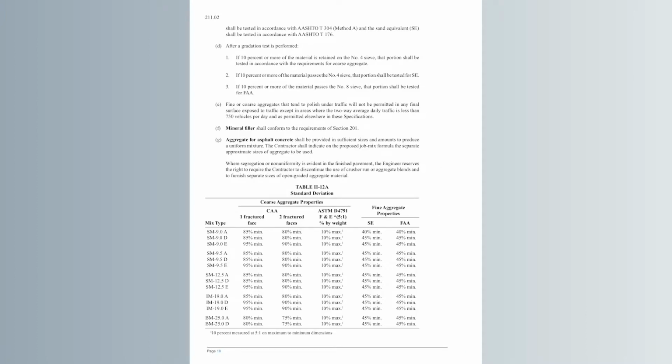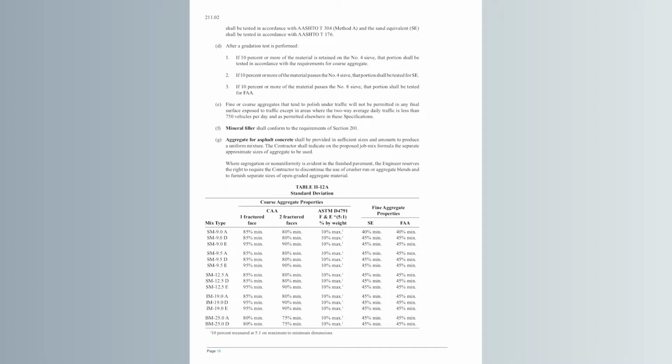Letter D will talk about, after you do your gradation, if 10% or more of the material passes the number 4, then you will run sand equivalency on that material. If 10% or more passes the number 8 sieve, then that will be tested for your fine aggregate angularity.